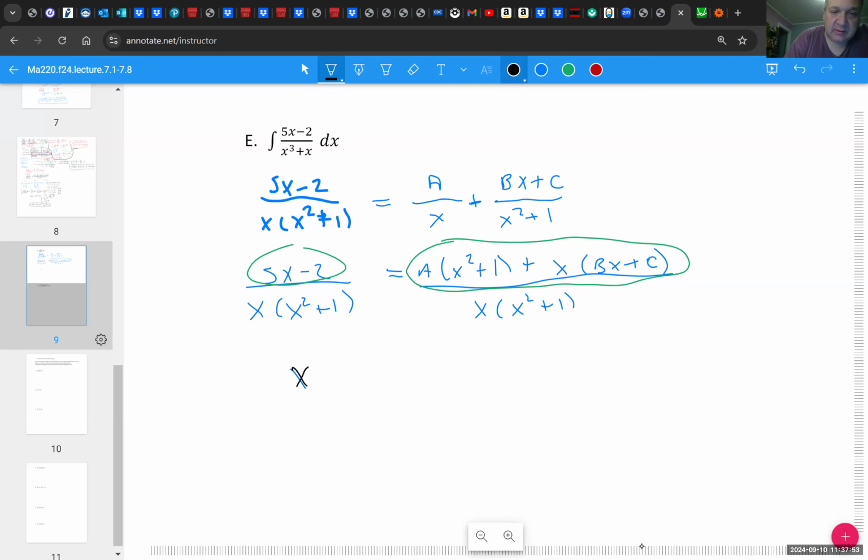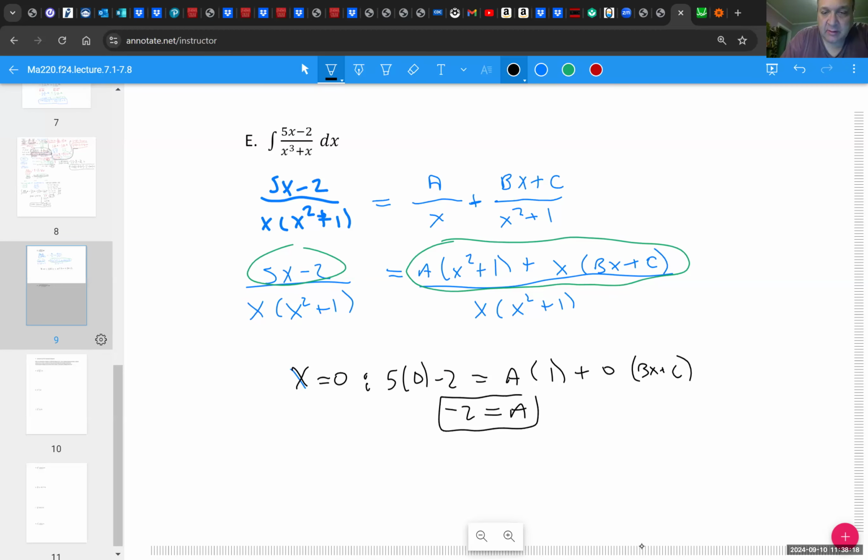x equals 0. On the left-hand side, we have 5 times 0 minus 2. On the right-hand side, we have a times 0 squared plus 1, which is just 1. And here we have 0 times whatever, it doesn't matter, right? 0 times bx plus c, but that's all going to go away. So I have -2 is equal to a, and that is one of our 3 ABC numbers that we need to figure out. The other things, I'm just going to choose some easy values of x to compute.